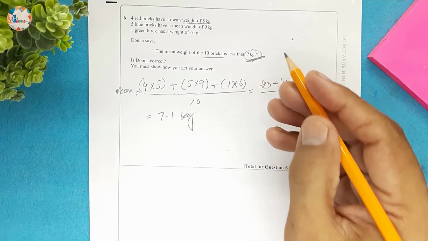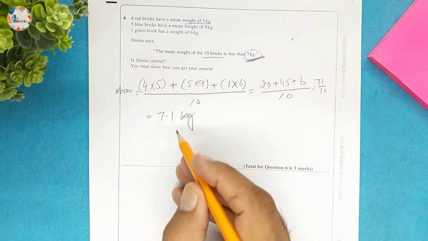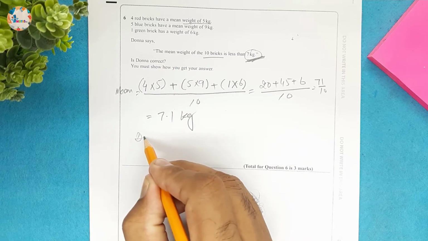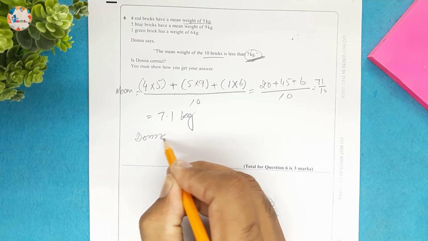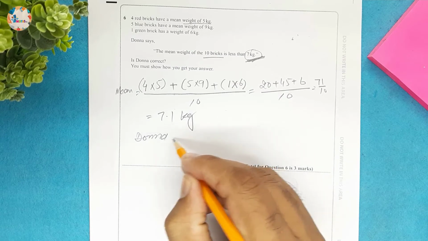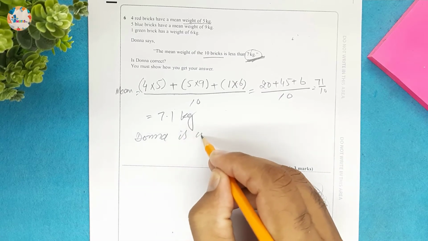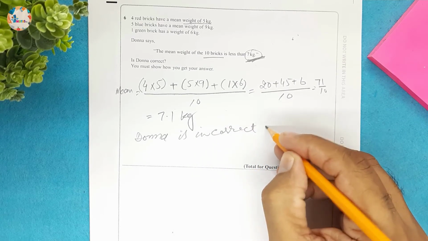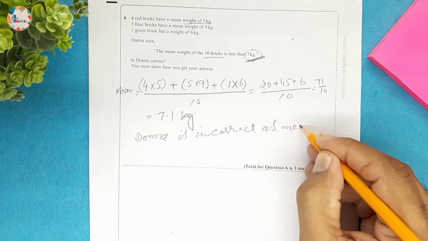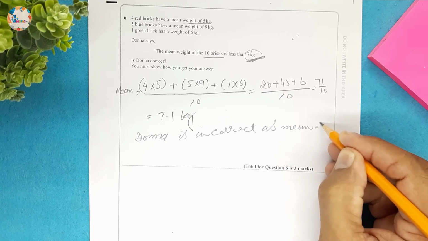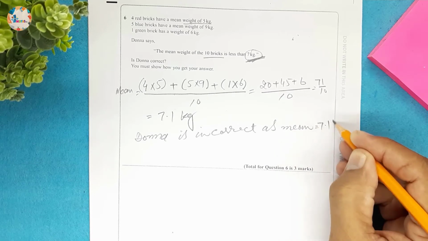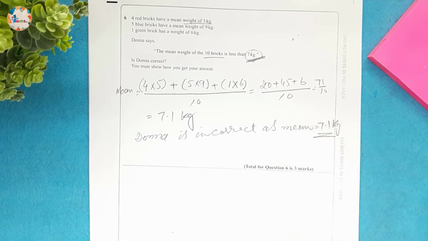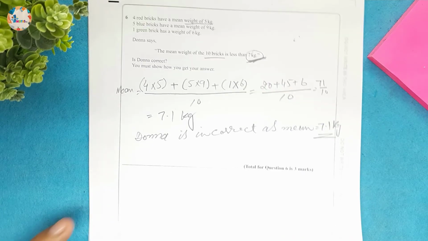So she's wrong. Is Donna correct? We will say Donna is incorrect, as the mean is equal to 7.1 kg. So this is our answer for this one.